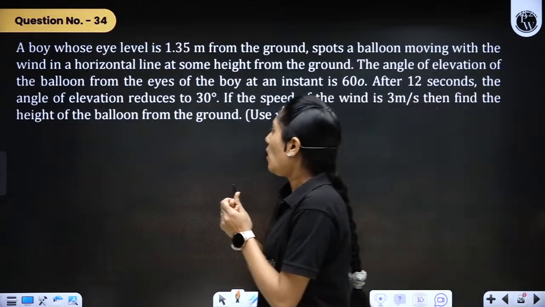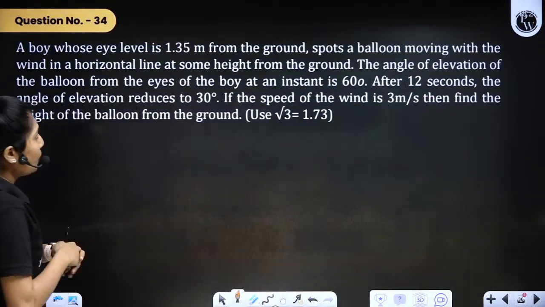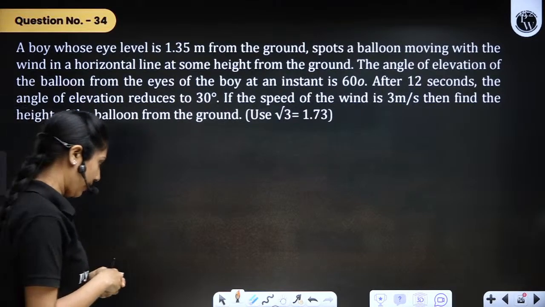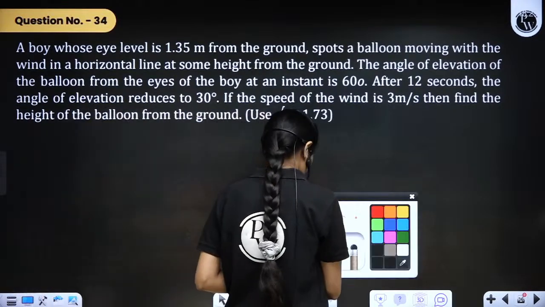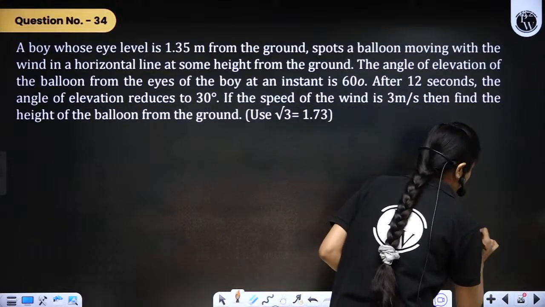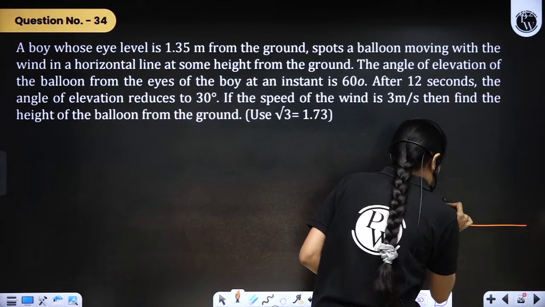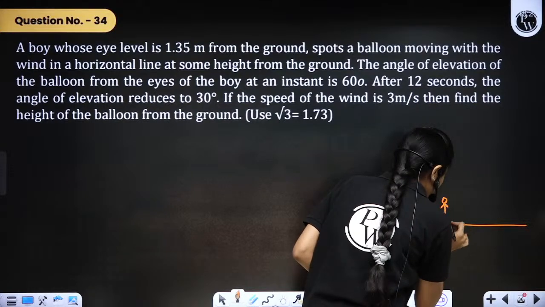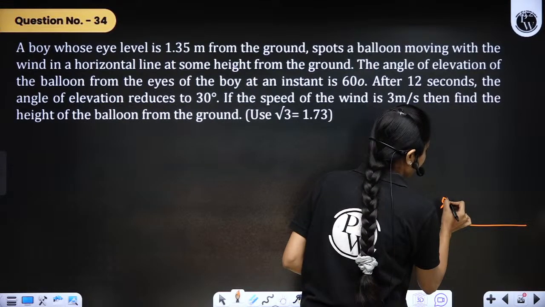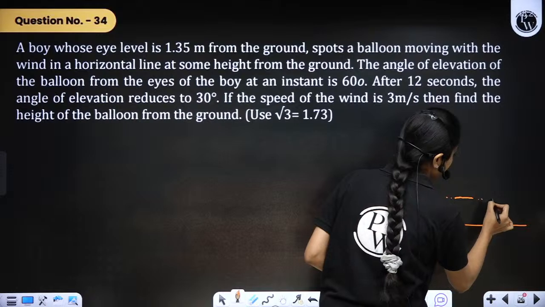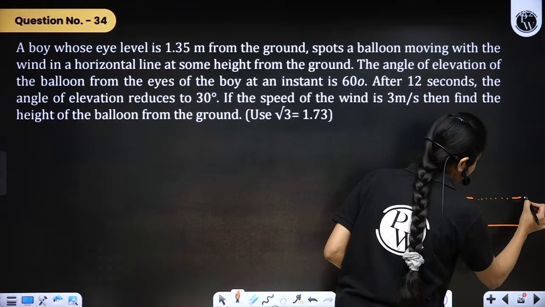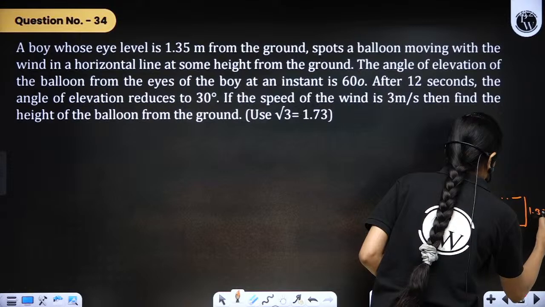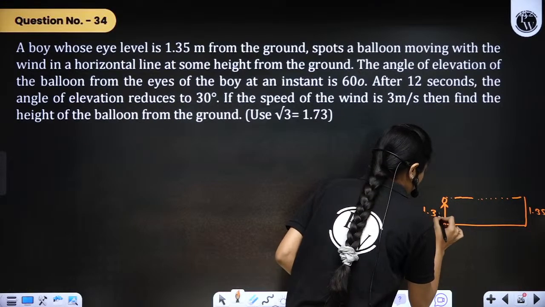Next is a boy whose eye level is 1.35 meter from the ground. Let's say this is our ground and the boy is standing like this, where his eye level means this level. This level from the ground is 1.35.